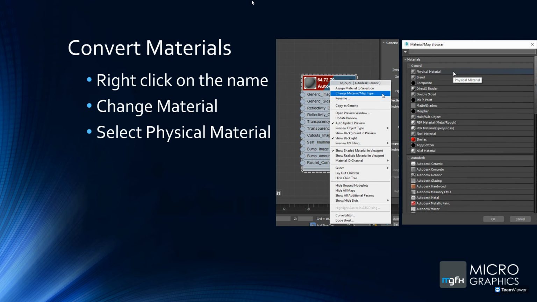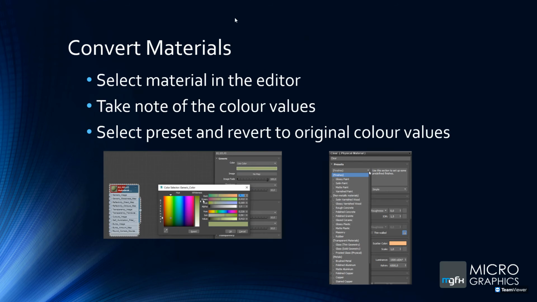You right click on the top of that name and you go change material or map type. Your material map browser comes up and then you just click on physical material. Okay, that is it. Now the material is ready for the Arnold renderer and to perform even better in the Arnold renderer.